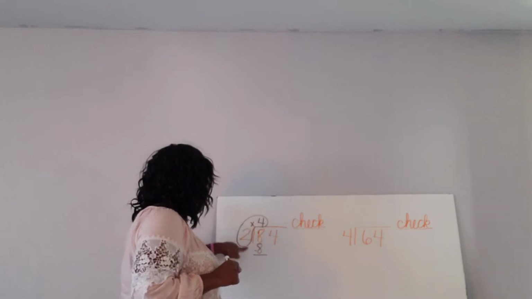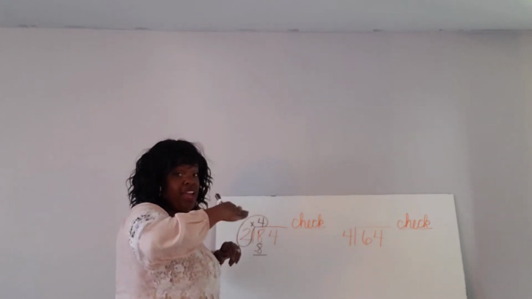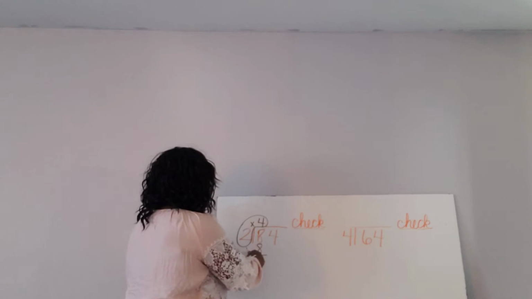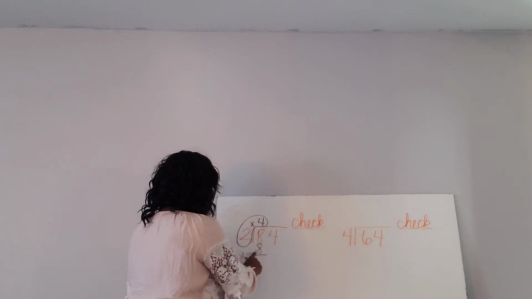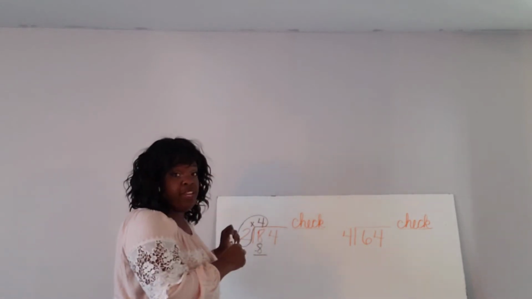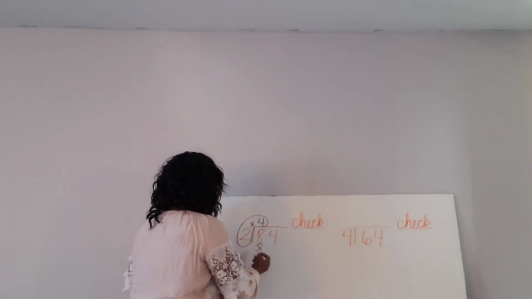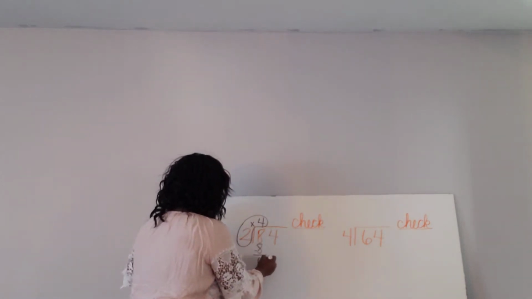So after I multiply, I subtract. I subtract my 8 minus 8. So remember, whatever I multiply, the answer goes in my house underneath. So now I subtract 8 minus 8, which equals 0.